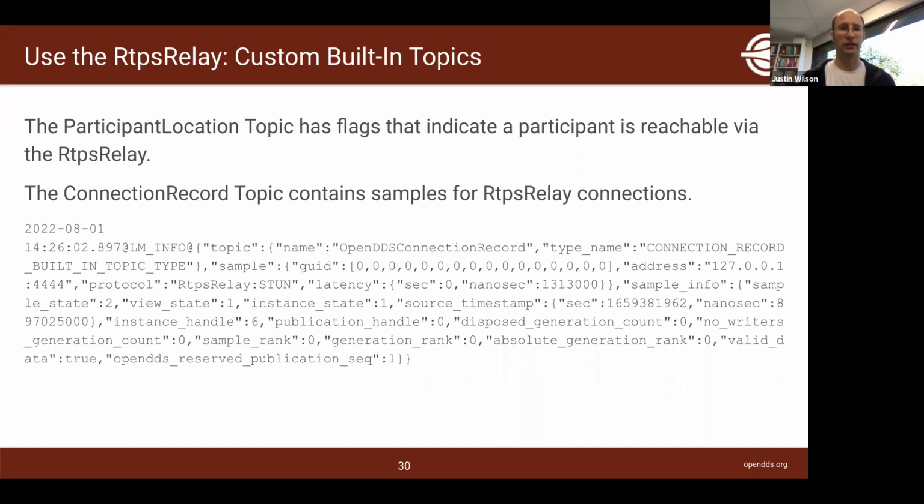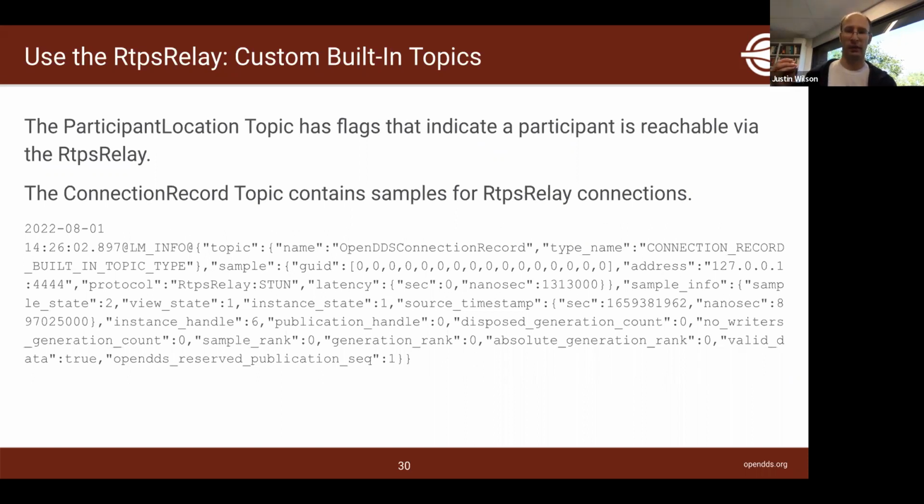The other custom built-in topic is called the connection record topic. This is kind of a generalization of the participant location topic. It's not necessarily a complete replacement yet, though eventually it will be. The idea here is that there are certain connection records that you can use to monitor connections. In this particular case, the protocol is RTPS relay STUN. So as we're doing connectivity checks with the RTPS relay, we can publish that information in this connection record topic.